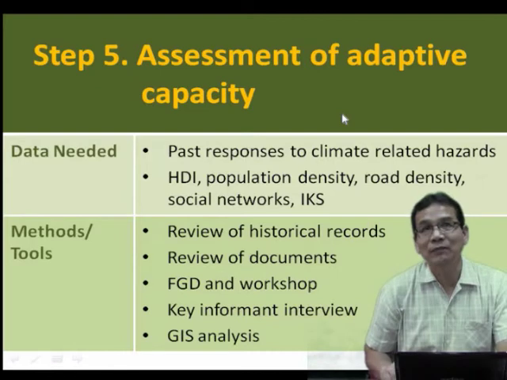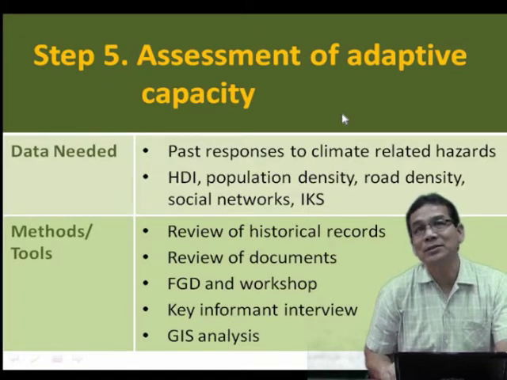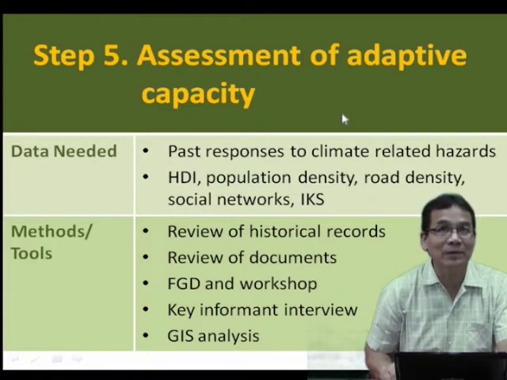The data that we will need for this particular step include information on past responses to climate-related hazards, Human Development Index, population density, road density map, social networks, indigenous knowledge systems. This information can be generated using historical records, review of documents, focus group discussion and workshops, key informant interview, and again, GIS analysis will be very useful in mapping out the adaptive capacity of different areas, different groups of stakeholders that are exposed to climate change.